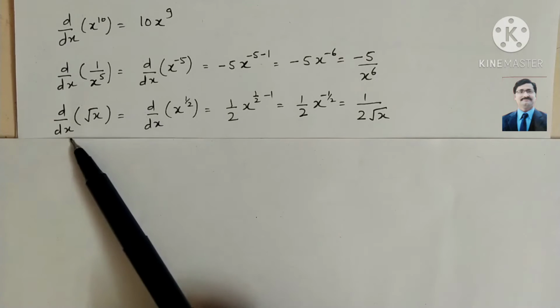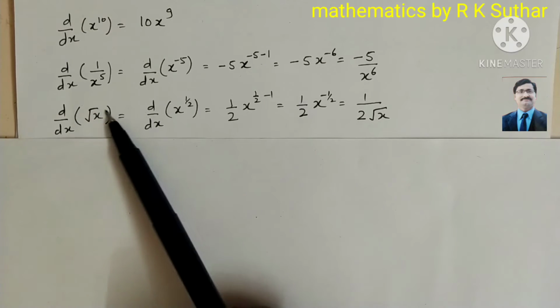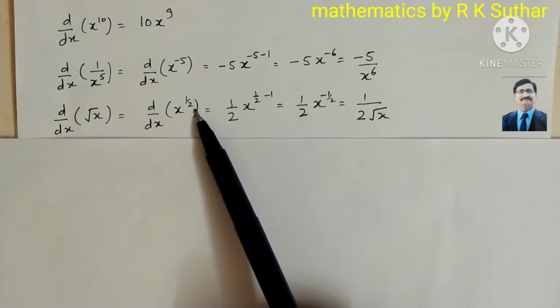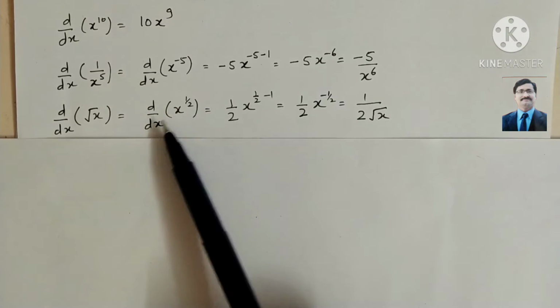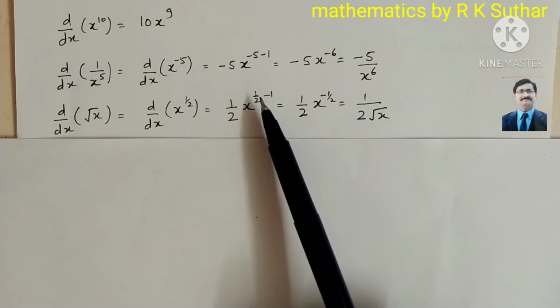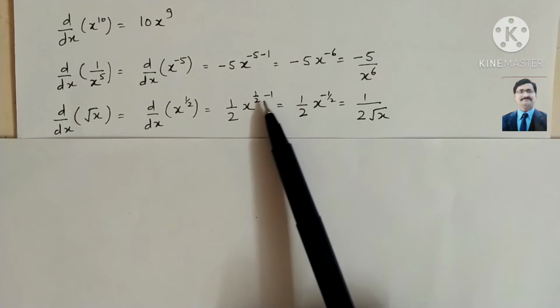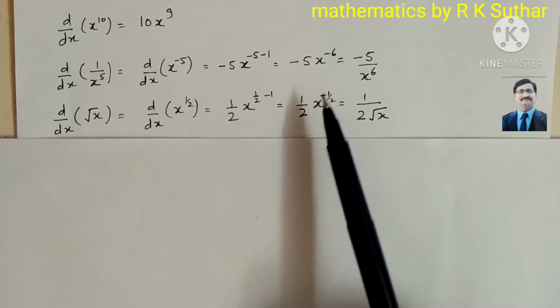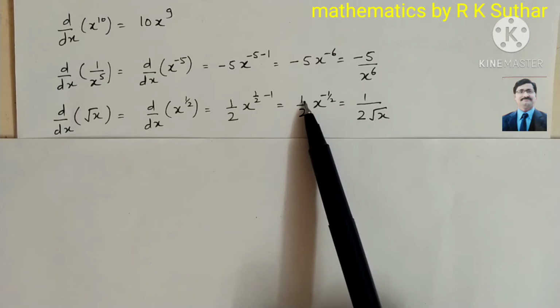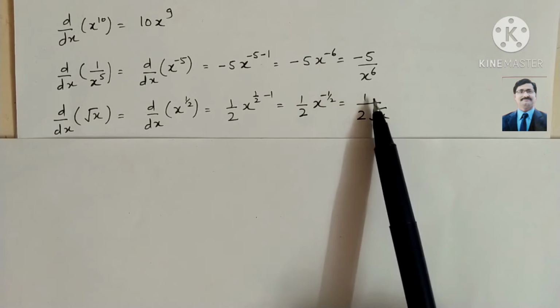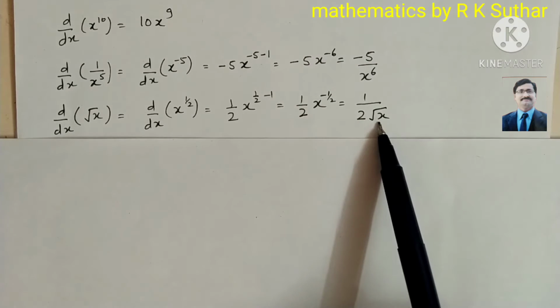Look here, the differential of root x. Root x we can write as x power 1 upon 2, and the differential of x power 1 upon 2 will be 1 upon 2 x power 1 upon 2 minus 1. 1 upon 2 minus 1 will be minus 1 upon 2. So we write this as 1 upon 2 x power minus 1 upon 2, and this we can write again as 1 upon 2 root x.